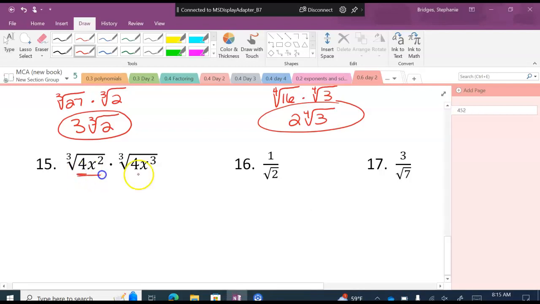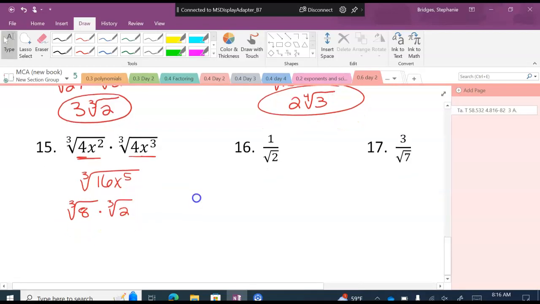So let's first start by multiplying those. What is 4x squared times 4x to the 3rd? 16x to the 5th, all right? Now, let's start with the 16. Is 16 on my cube list? No. The only perfect cube that could go into it would be 8. Does 8 go into 16 evenly? Yes. So we're going to split that up into the cube root of 8 times the cube root of 2.